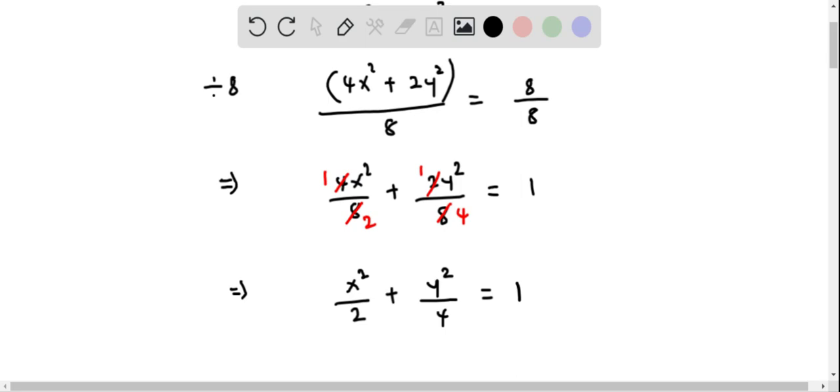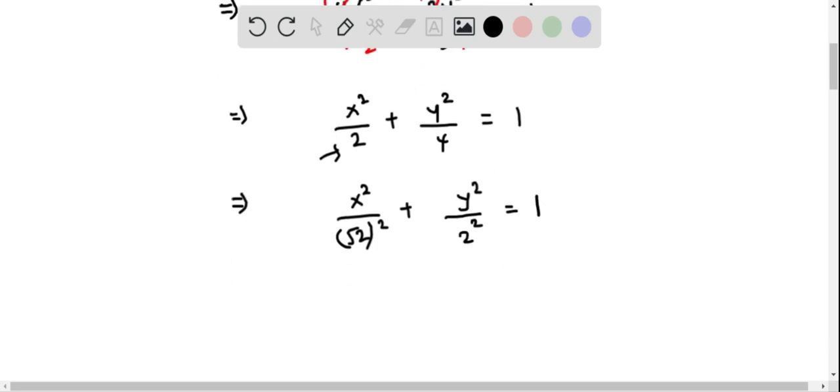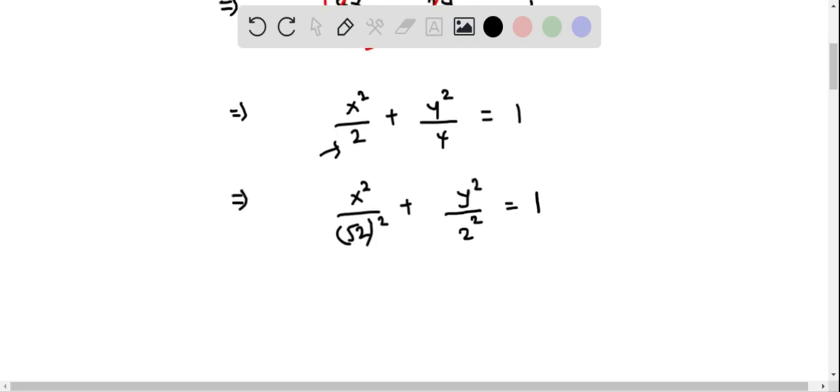Also, in the next step, I'm going to write down the denominators as squares of the numbers, that is x squared. This 2 can be written as root 2 squared, and also this 4 can be written as 2 squared. So we have the equation x squared by root 2 quantity squared plus y squared by 2 squared equal to 1. Now this is the standard form of an ellipse equation.